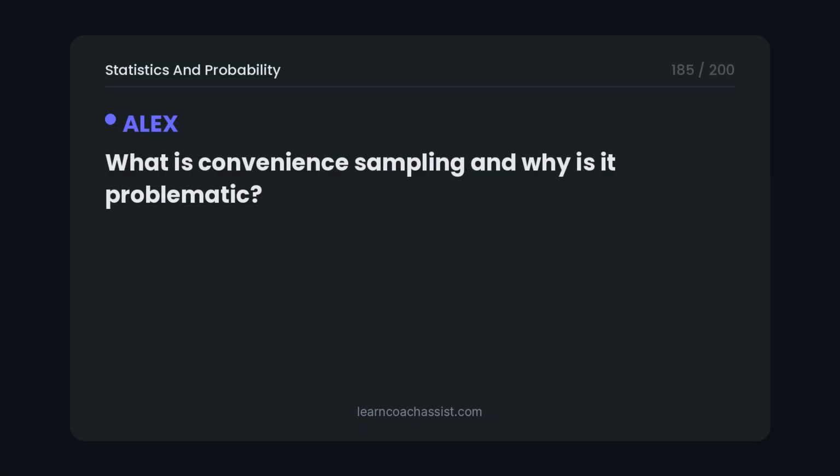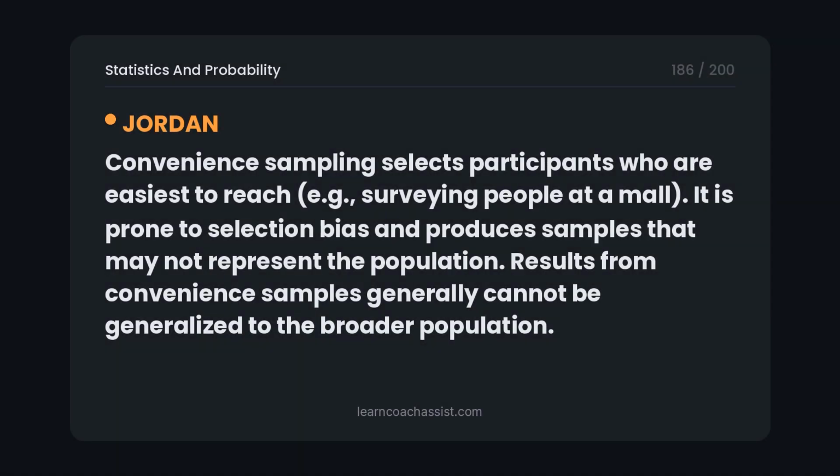What is convenience sampling and why is it problematic? Convenience sampling selects participants who are easiest to reach, e.g., surveying people at a mall. It is prone to selection bias and produces samples that may not represent the population. Results from convenience samples generally cannot be generalized to the broader population.